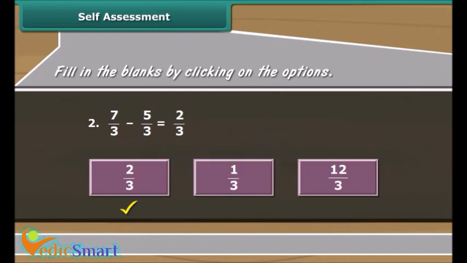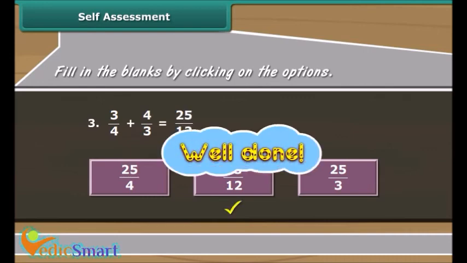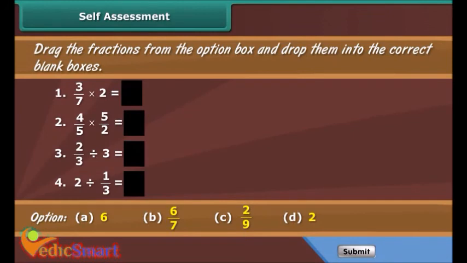Well done! Self-assessment. Drag the fractions from the option box and drop them into the correct blank boxes.